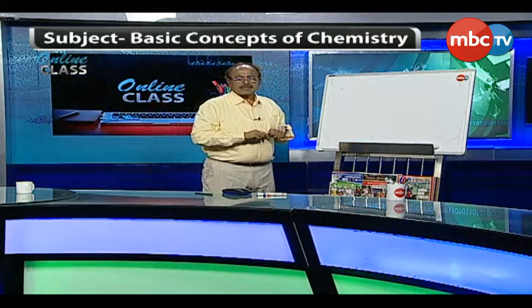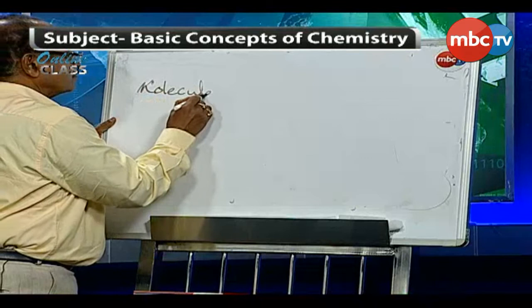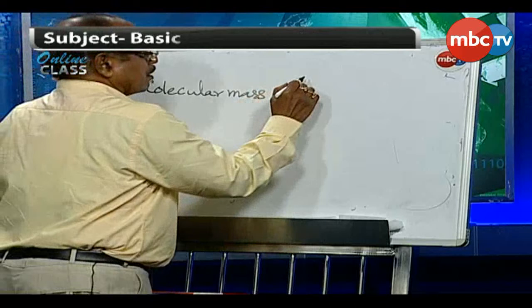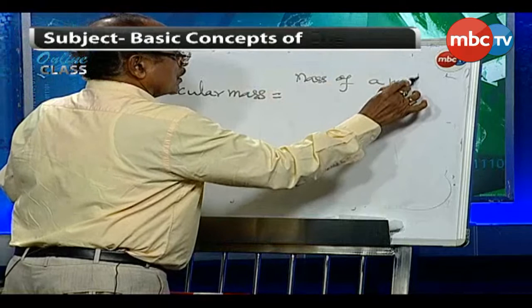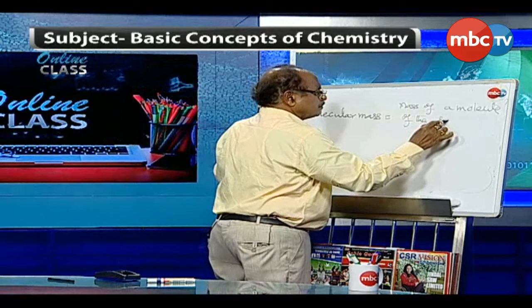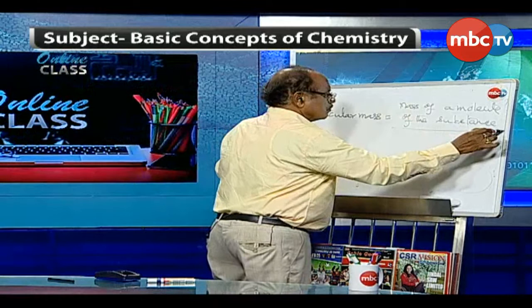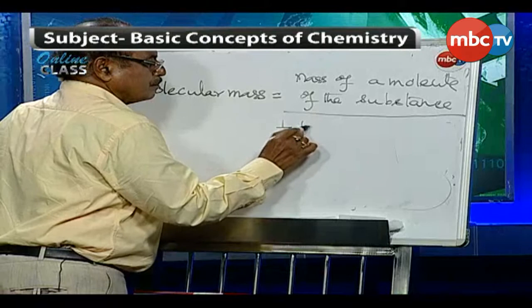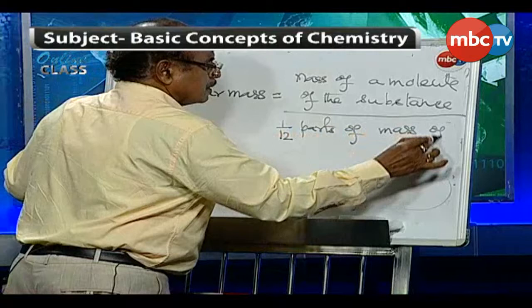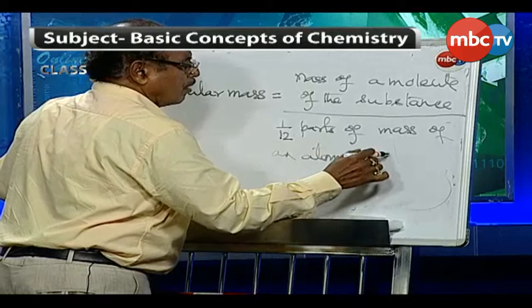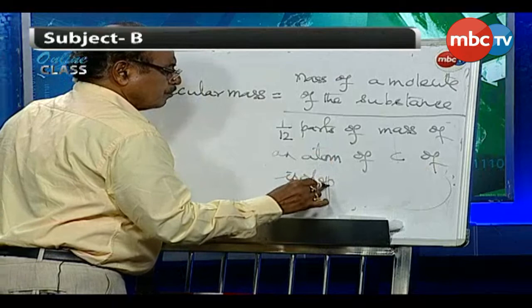So then the definition of molecular mass came as: molecular mass is the mass of a molecule of the substance to 1 by 12 parts of the mass of an atom of carbon of isotope C12.